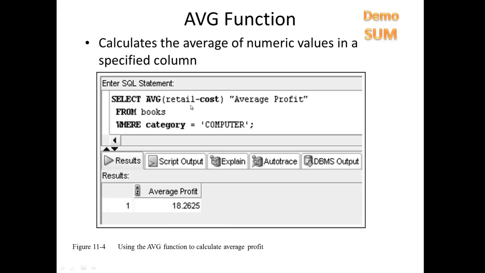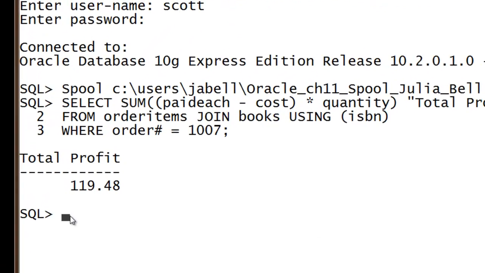Select the average, left paren, retail minus the cost. Again, these are fields. The retail field, subtract the cost field. We're going to call those results average profit, in the double quotes here, from the books table. Here's our clause where the category is equal to computer. So only do this for the books in the category of computer. Average that profit for me. It returns one result of 18.2625. I forgot to run a sum, so please forgive me.